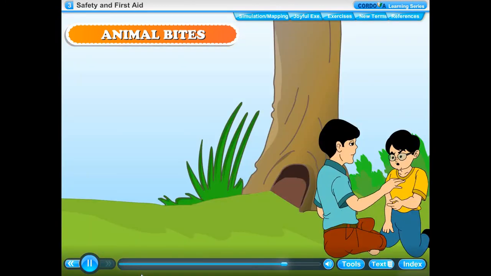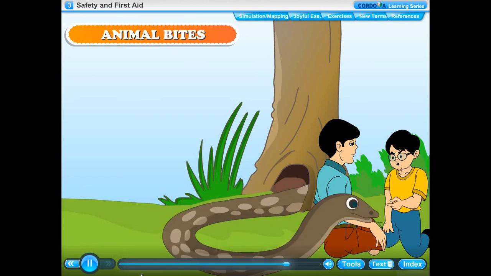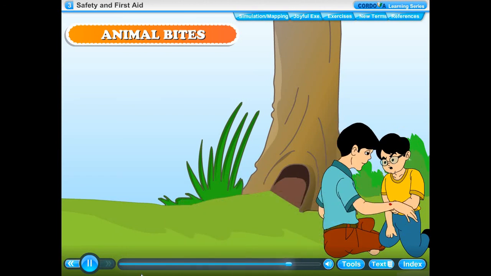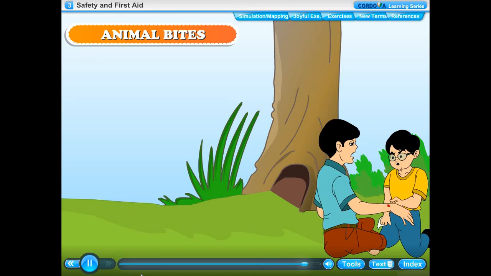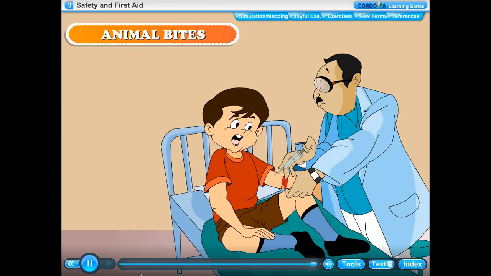When a poisonous snake such as cobra or krait bites someone, it injects poison into the victim's body. This poison injected by the snake travels through the blood and affects the heart. In case of a snake bite, do the following. Do not move the victim. This is because movement will cause the poison to spread faster in the victim's body. Apply a tight bandage just above the bite to stop the flow of blood to the heart. Take the victim to the doctor. The doctor may give anti-venom injections.